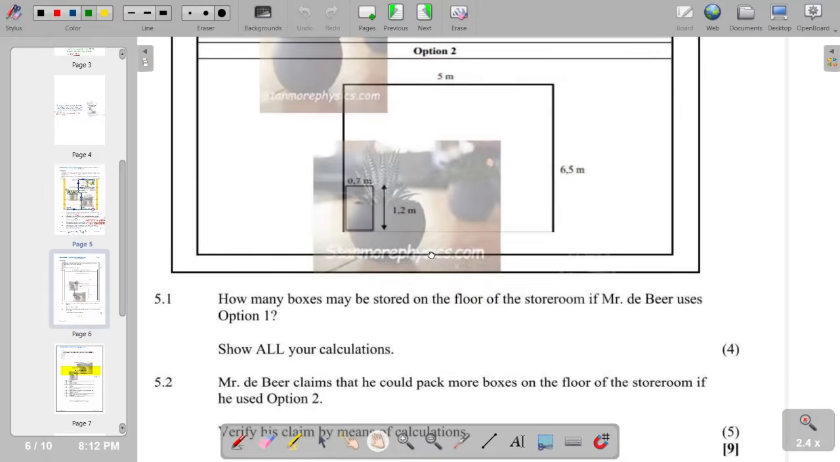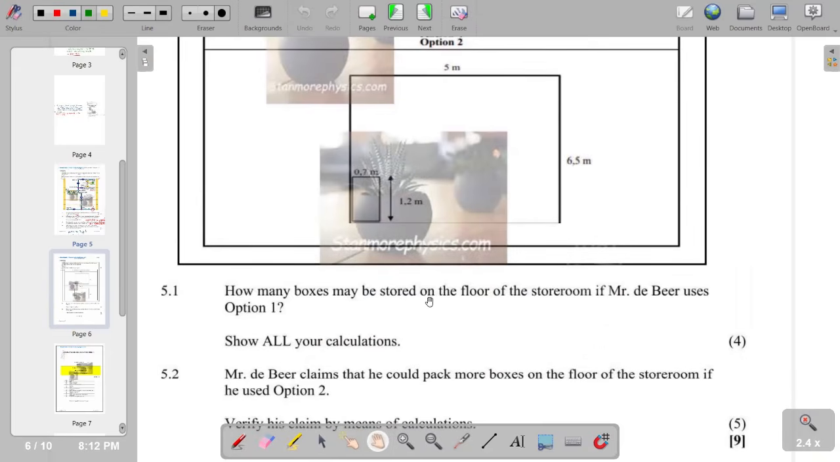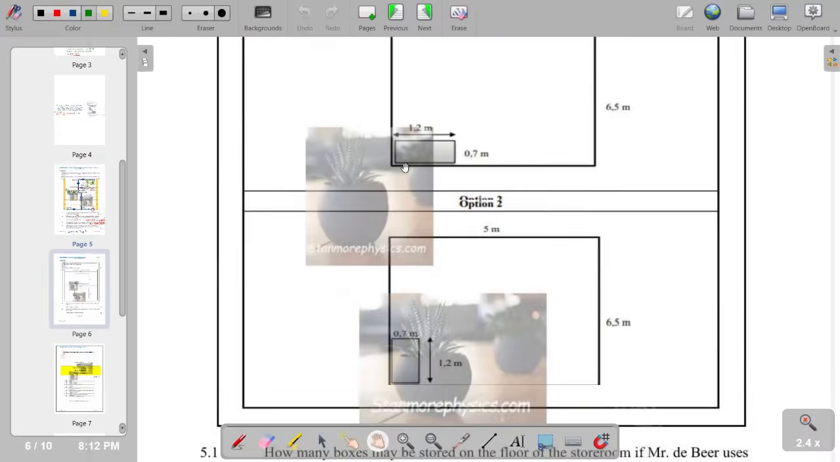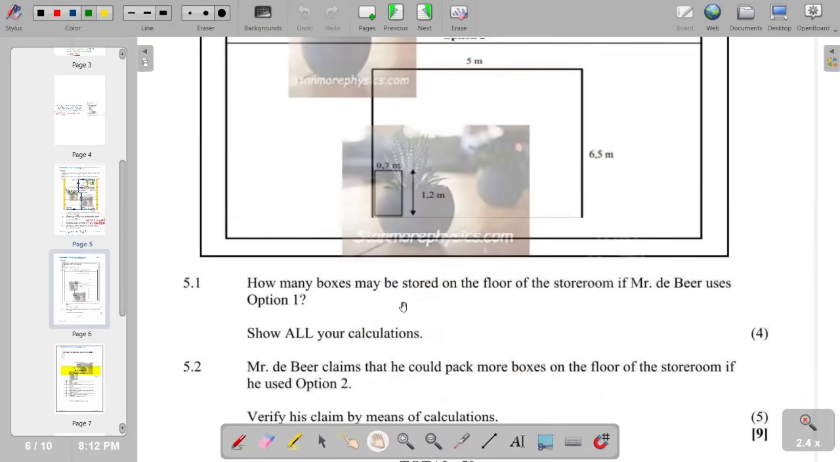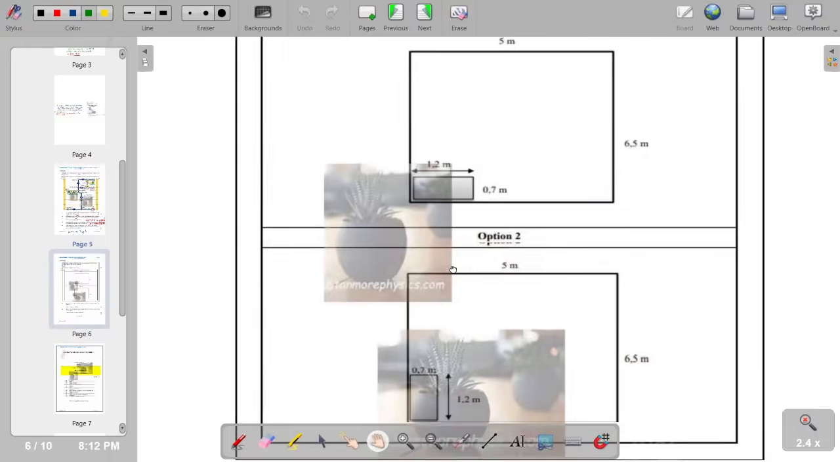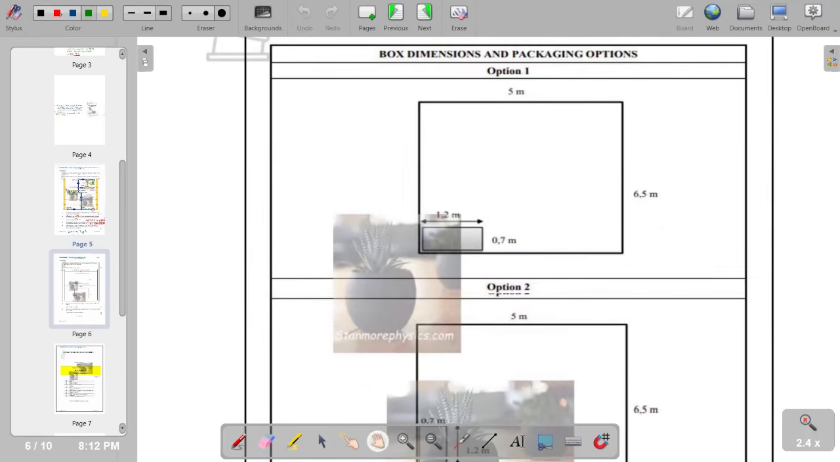Then with that, our first question is: how many boxes may be stored on the floor of the storeroom if Mr. DB uses option 1? Show all your calculations. So option 1 is this part, and what we need to do is calculate how many boxes will be stored on the floor of the storeroom. The smaller shape that we have is a box. So how many boxes will be inside this in option 1?